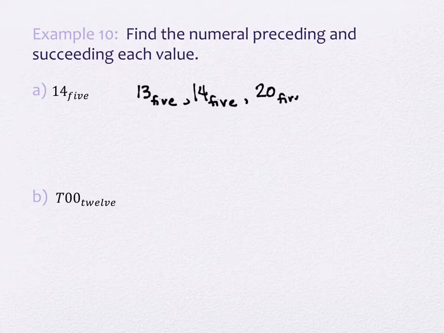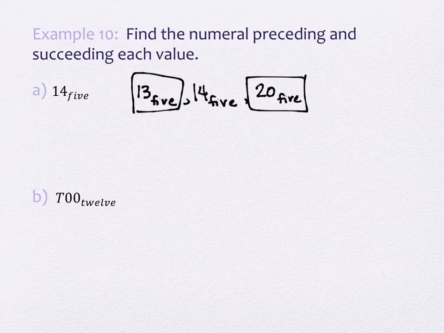We want to make sure that when we're writing these down you write the subscript with it. If there is no subscript written, it is understood to be base 10. As you're working with them, if you want to be very clear and make sure you don't forget, you can even write the word 10 as the subscript. But this one would be the number before, and this one would be the number after.